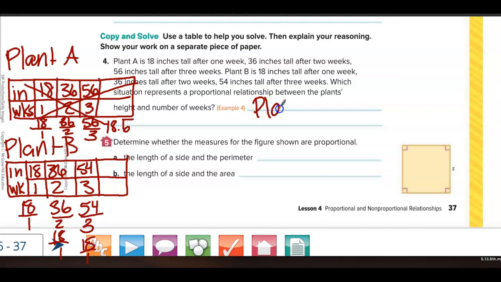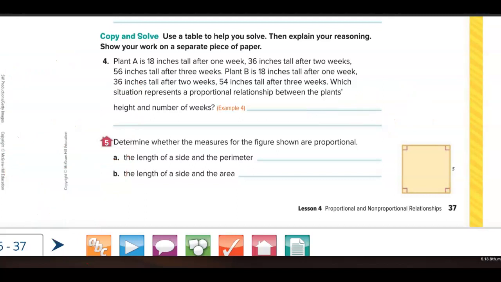So you would say plant B, because it has a constant growing rate. And what is the constant growing rate? 18 what? Inches, and how much time? Per week. Thumbs up if you had that. Awesome.